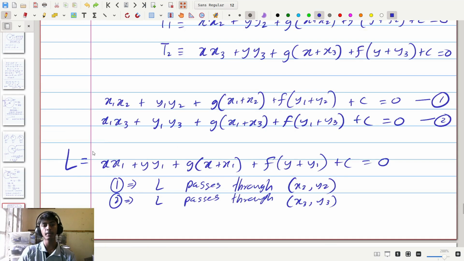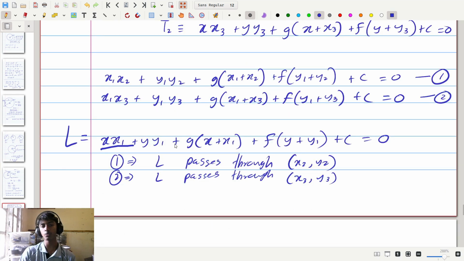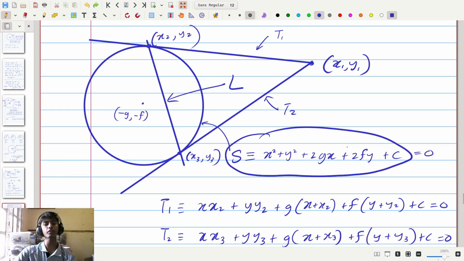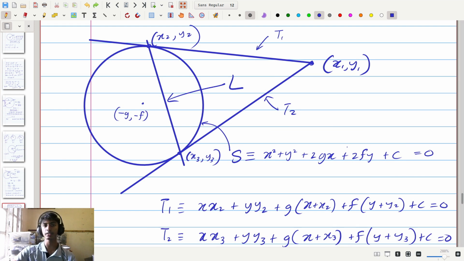We can do that by rearranging L in order to get x equals or y equals. So as in, we take all the x terms to one side, we take everything else to the other side, and we get either x equals some function of y or y equals some function of x. Once we get this, if we substitute that equation into the circle S, we will be getting a quadratic. The quadratic solutions that we will get from that equation will be either the 2 x coordinates x2 and x3 for these 2 contact points, or the 2 y coordinates y2 and y3 for these 2 contact points here.